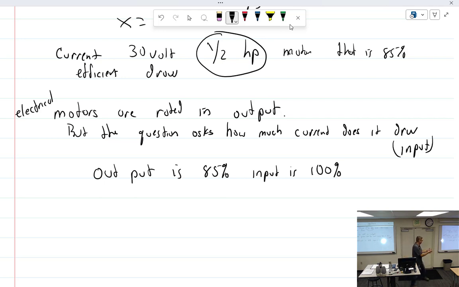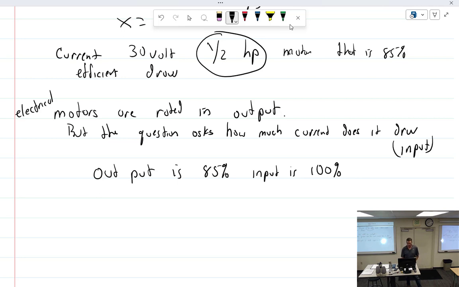So I'm going to take 100% of what I'm taking from the power company. I'm going to operate this motor that's not very efficient, so it's going to produce some work and some heat. So the heat is my efficiency loss. I get 85% work out of it, and then 15% heat energy is lost. So the output is only 85%, but I have to put in 100%. So follow me so far?